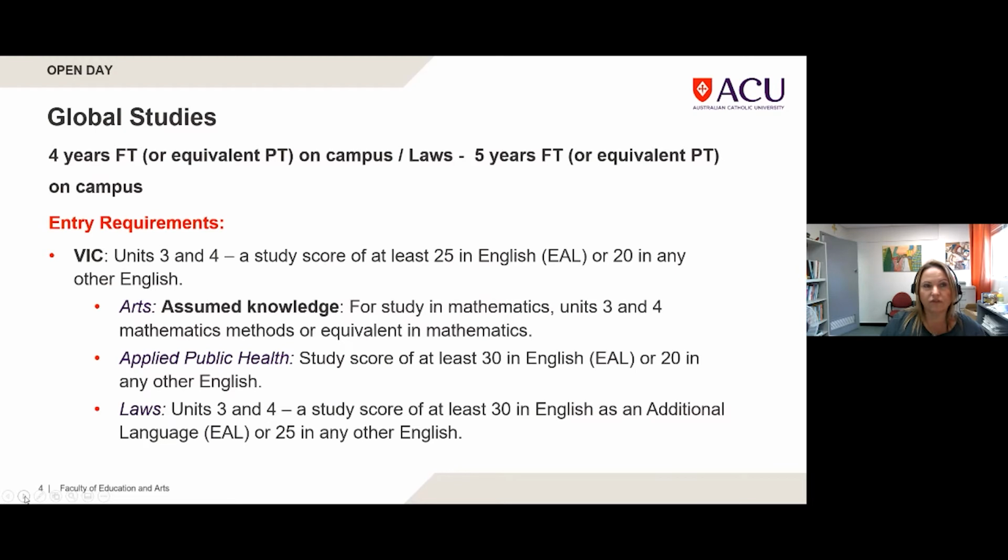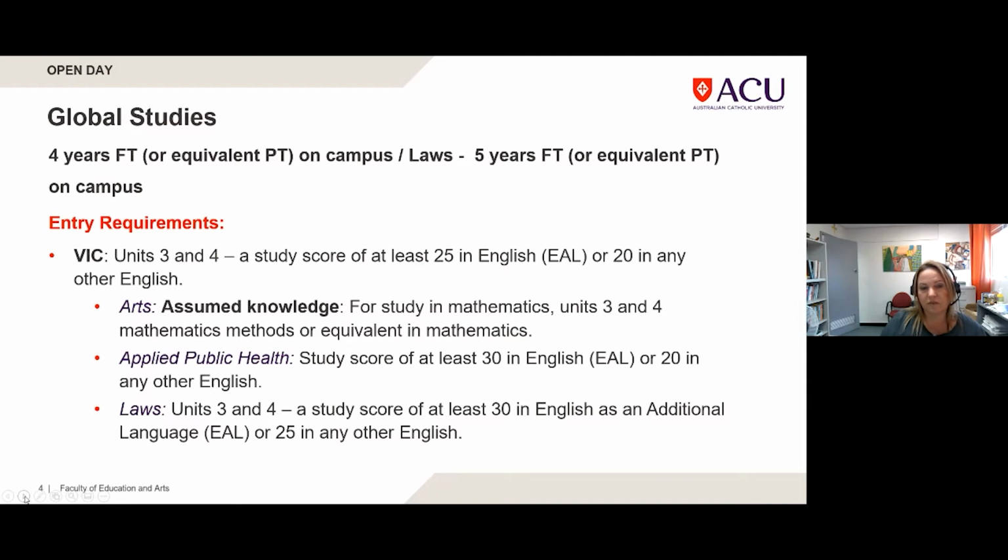So a law student has to do a longer time at ACU in their degree in order to be qualified as a lawyer. And so the dual degree with global studies is 5 years full time. Anyway, for a student in Victoria, you need units 3 and 4, a study score of at least 25 in English or 20 in any other English in order to gain entry to global studies.